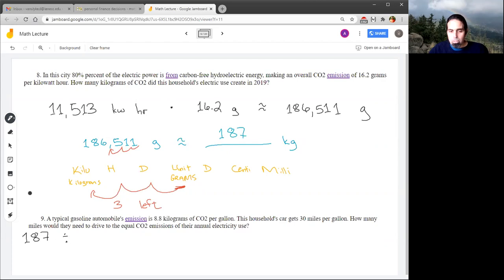Let me write this right. 21.25. So that's how many gallons they got to use. And then for each of those gallons, we're going to multiply by 30 because each gallon lets them go 30 miles. So we get 637.5. So about 638. Not like the car is completely regular.